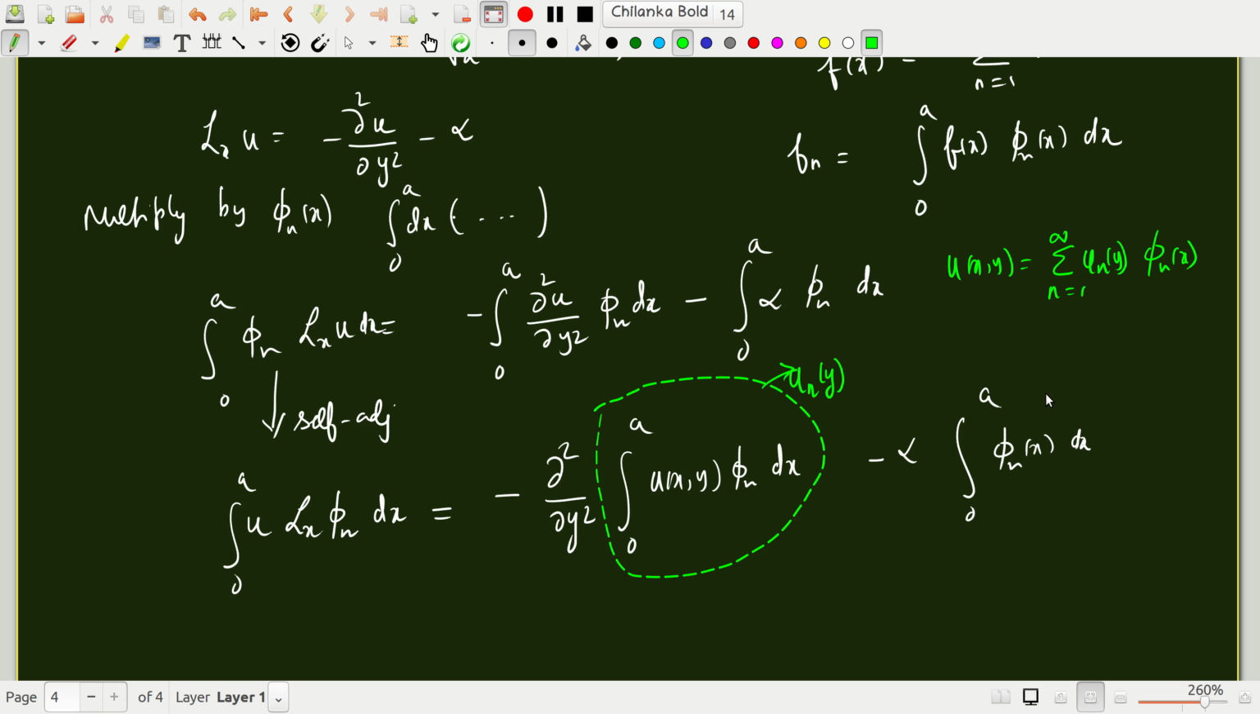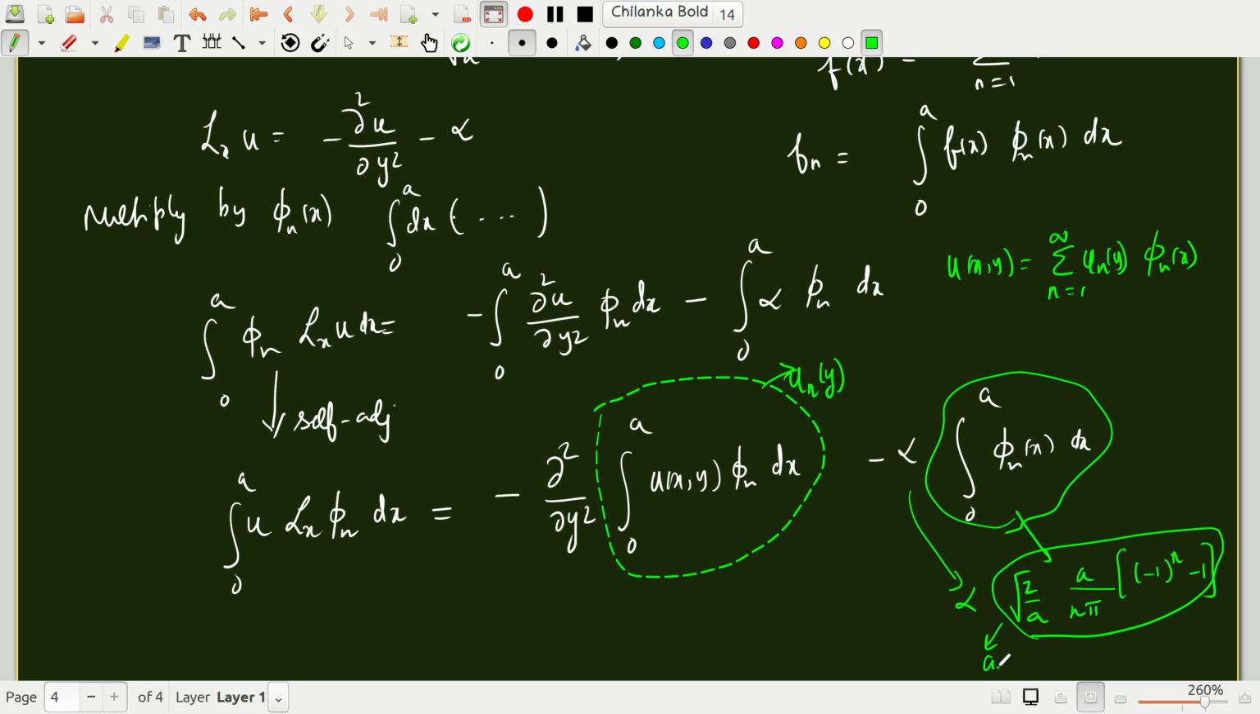So if I were to do this integral, this will be some number, because this is just the integral of sine n pi x by a, right? So the answer for this is root 2 by a alpha. Alpha is of course multiplying the whole thing, root 2 by a times a by n pi, sorry about this, a by n pi times, okay, this is some constant which I'll call an because it's a function of n.